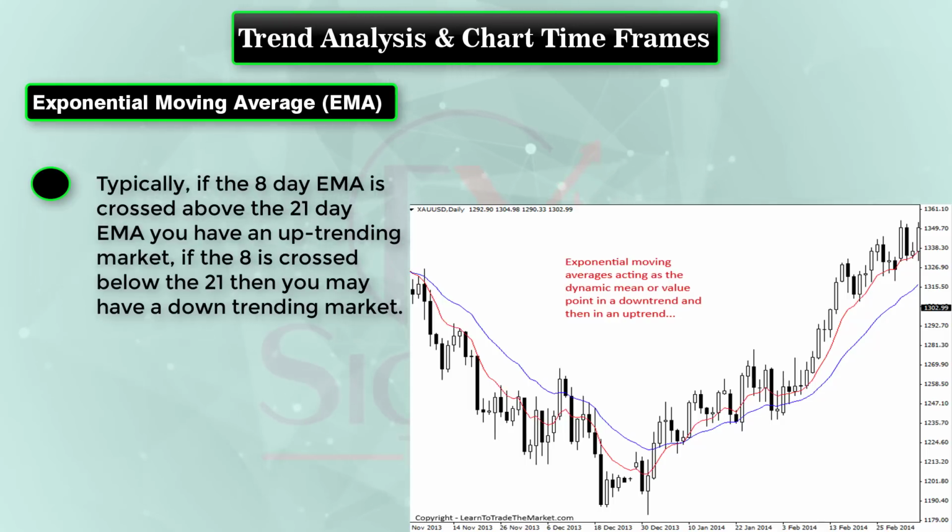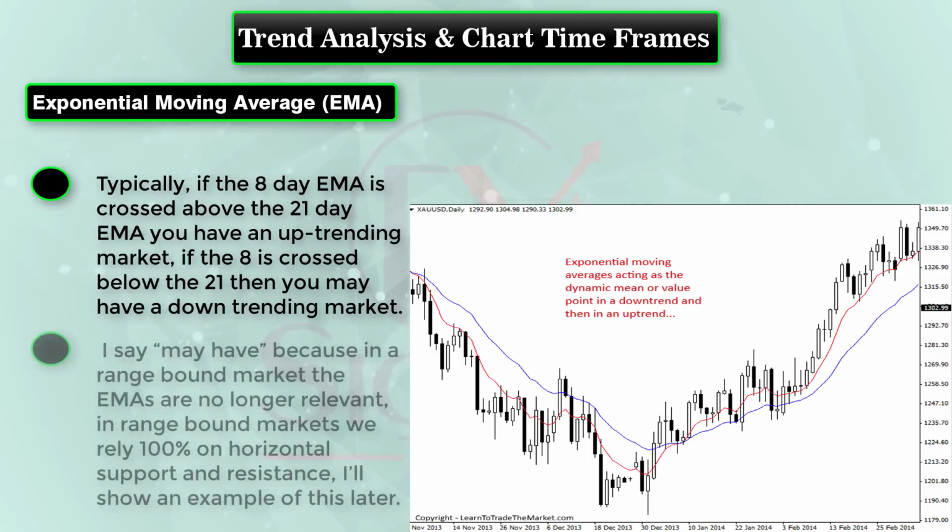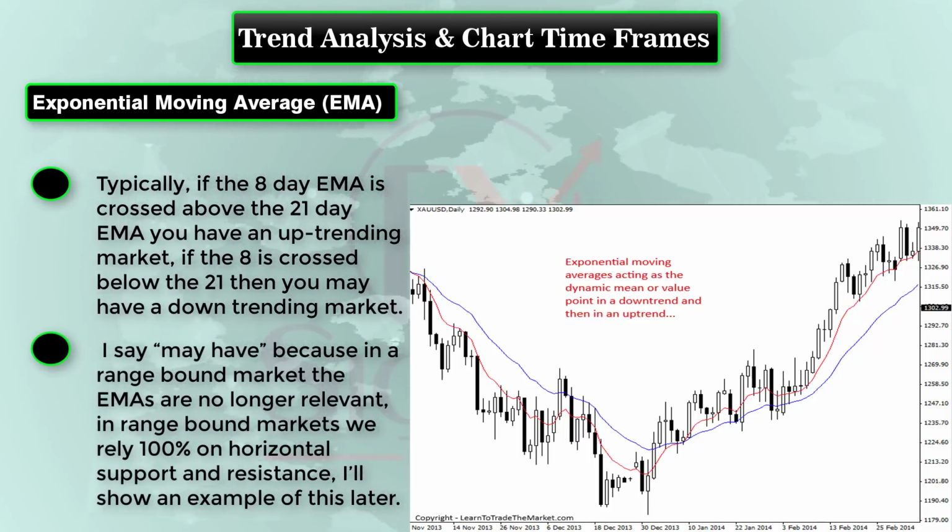Typically, if the 8-day EMA is crossed above the 21-day EMA, you have an uptrending market. If the 8 is crossed below the 21, then you may have a downtrending market. I say may have, because in a range-bound market the EMAs are no longer relevant. In range-bound markets we rely 100% on horizontal support and resistance. I will show an example of this later.